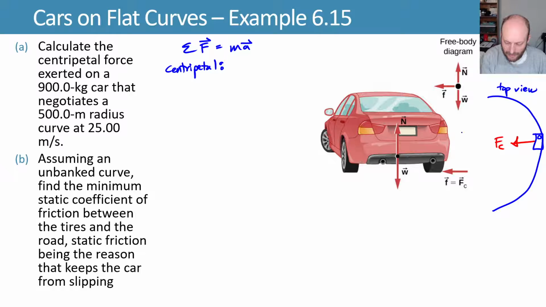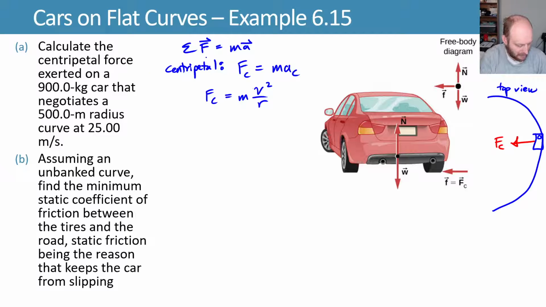So in this centripetal direction, like this way, the only force that's acting in that direction is my centripetal force, and that has to equal mass times acceleration in the centripetal direction. I can write that as Fc is equal to mass times my centripetal acceleration of v squared over r.